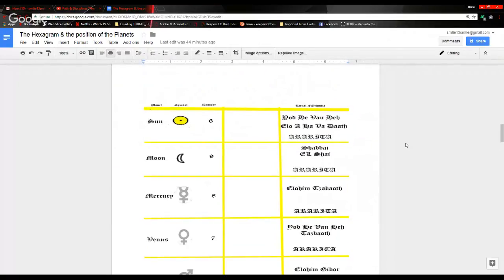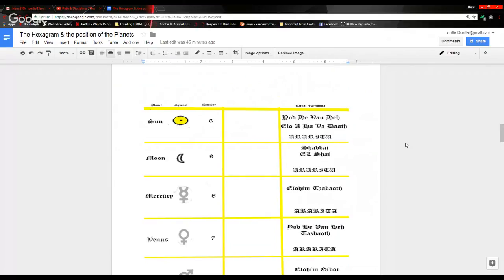Now, this is just the planes, astrological symbols, Kabbalistic numbers, formulas, and the Hexagram Ritual. On the left-hand side we have the planet, symbol, and number. The sun, with this symbol, its number is 6. The ritual formula is Yod He Vau He, Eloah Va-Daath. The moon is 9, Shaddai El Chai. I'm not going to repeat the last word; you know it's part of the formula.